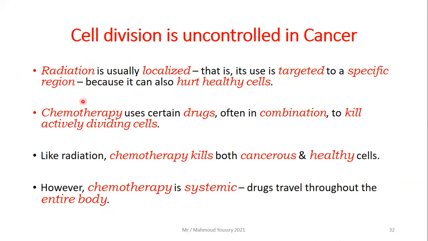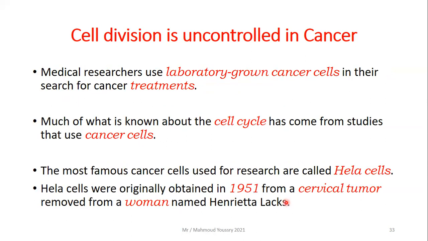This is radiation. What about chemotherapy? Chemotherapy uses certain drugs, often in combination, to kill actively dividing cells. But like radiation, chemotherapy kills both cancerous and healthy cells. However, chemotherapy is systemic. These are drugs that travel throughout the entire body.